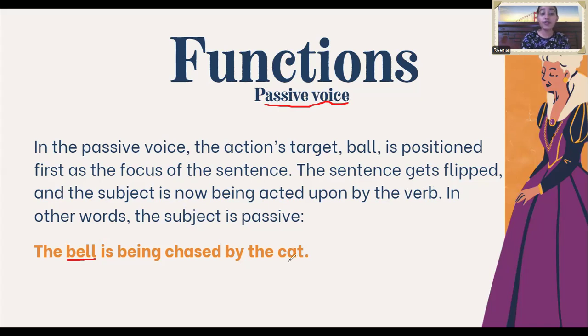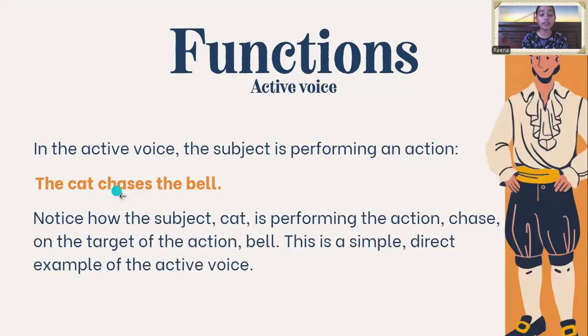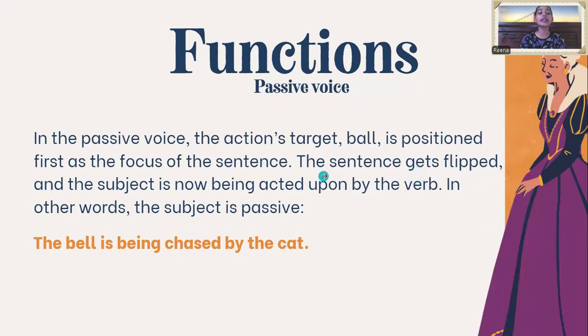So what was the first sentence? The first sentence was, the cat chases the bell. And in the passive voice, we had, the bell is being chased by the cat. The cat is chasing the bell. The bell is being chased by the cat.